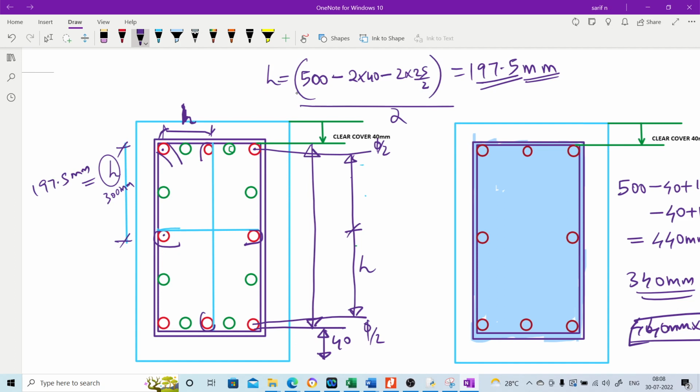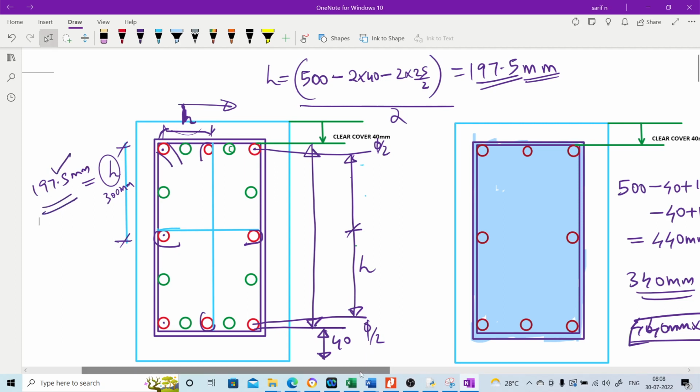That is the center to center of these two bars. Same, the center to center of these two bars will also be 197.5 mm. If we find h in this direction, it is still going to be smaller than 197.5 mm. So we want to take the largest h value. So this will be the h value.